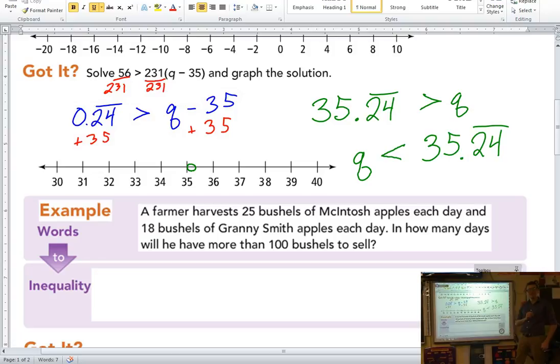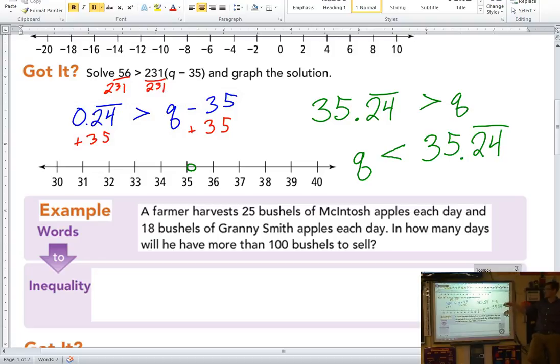And then it says greater than Q, so you have to go to the right. So this number is greater than the values I'm solving for. So let's think about some options. What number could you plug in for Q where 35 would be greater than it?